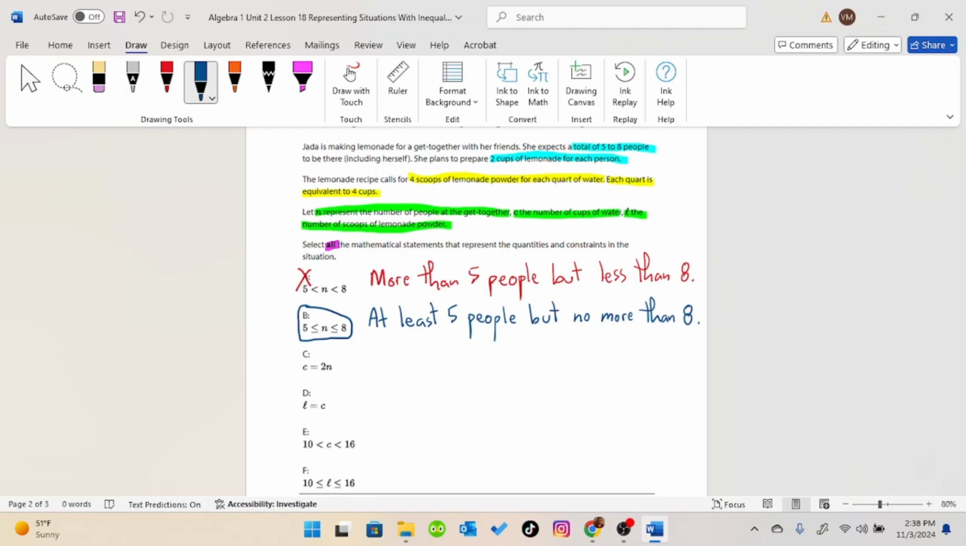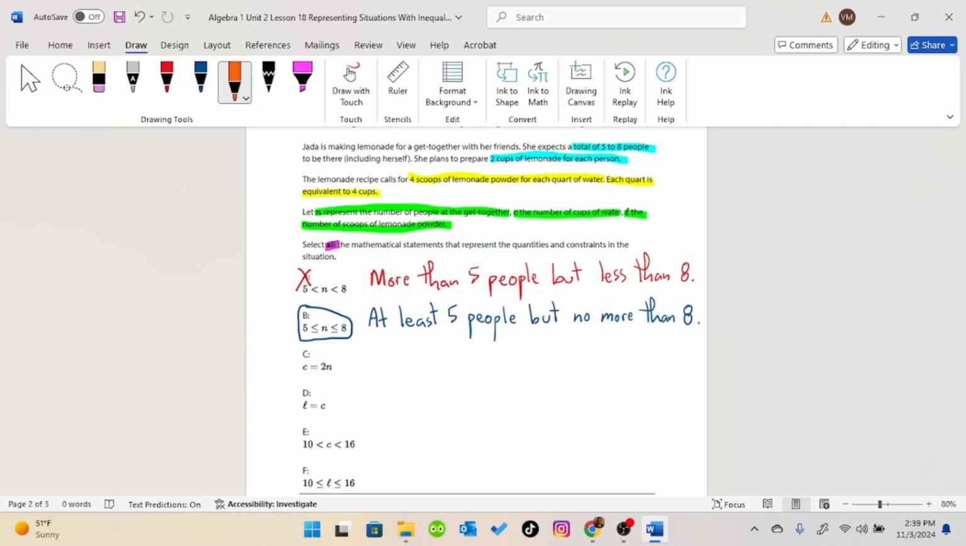So that is the difference between a less than symbol and a less than or equal to symbol. If it has the or equal to, then it is including those numbers on the end. If it only has a less than, it is not including those numbers on the end. Now we look at C.